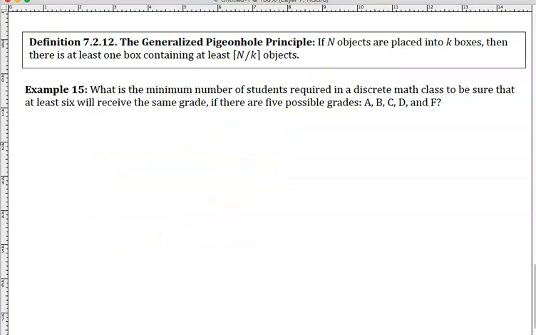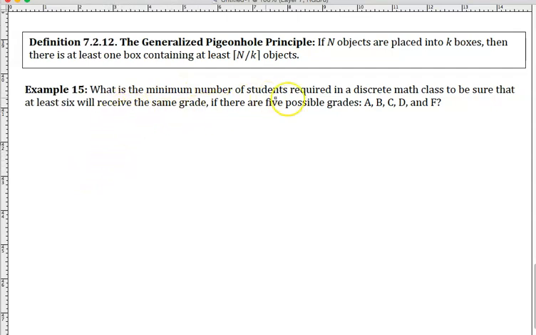And the pigeonhole principle is generalized to this. If you have n objects that are placed into k boxes, then there is at least one box containing at least n over k objects, rounded up. This is the ceiling function, so you're rounding up. Okay. So let's look at this.